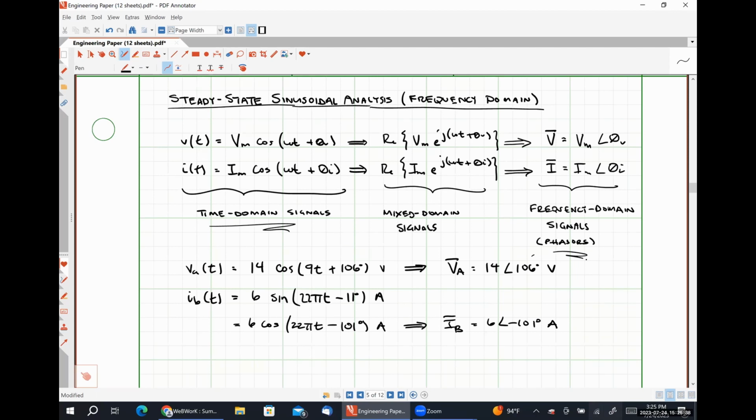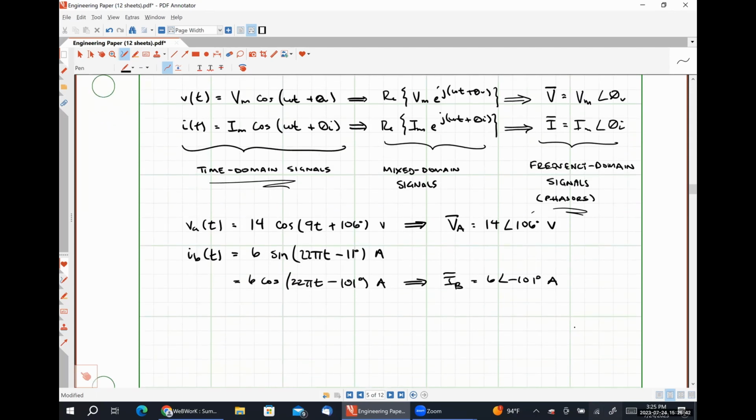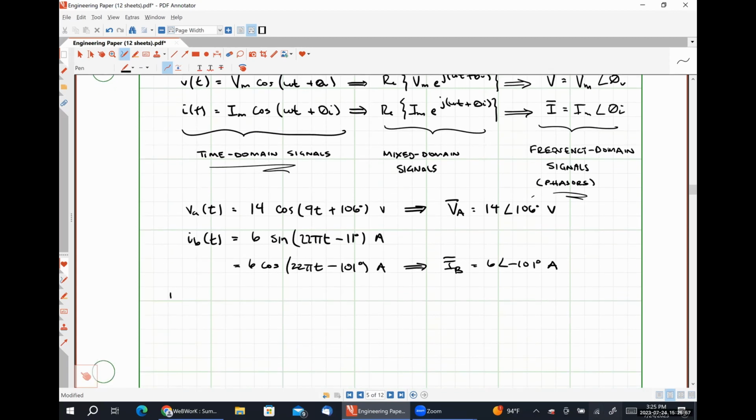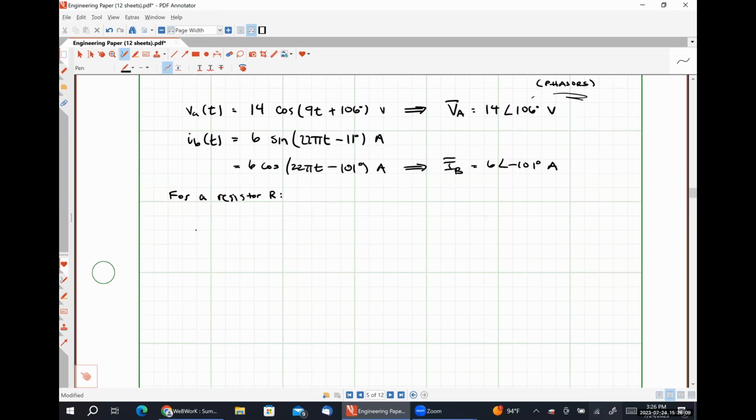So now what we're going to do is derive some frequency domain relationships for resistors, capacitors, and inductors. Okay, so we're getting back towards circuit analysis techniques here. So let's look at a resistor. Here is our resistor R. This is our time domain voltage drop across our resistor R. This is our time domain current flowing through our resistor R.